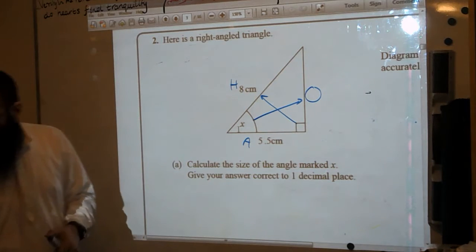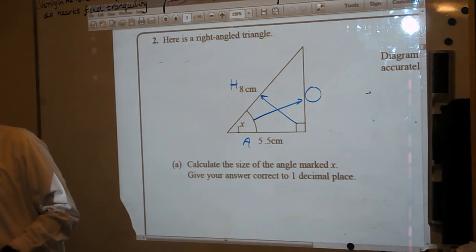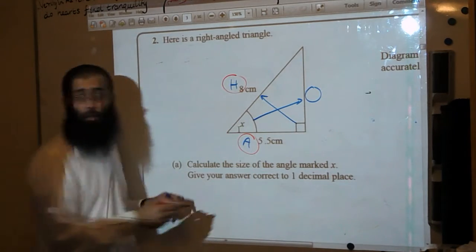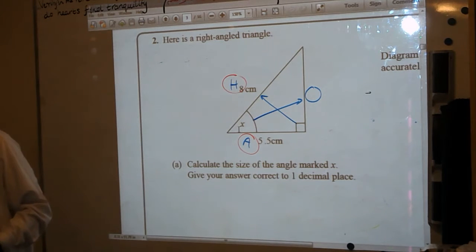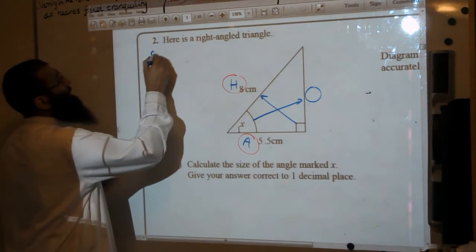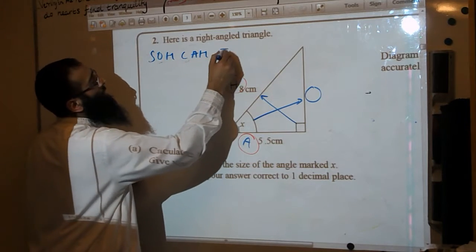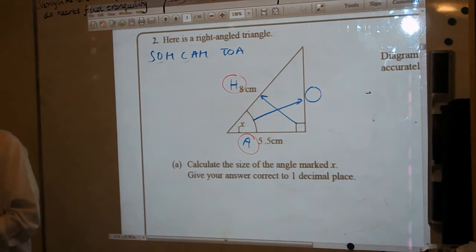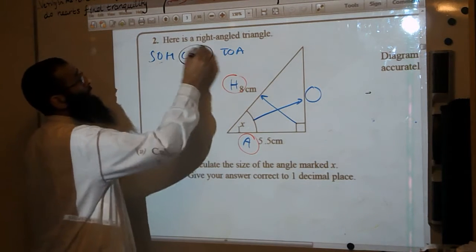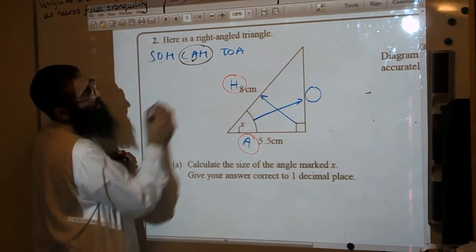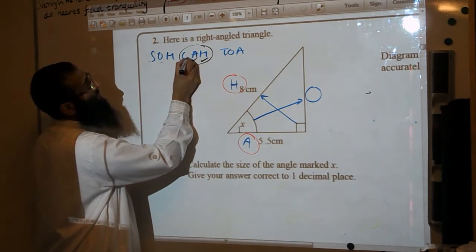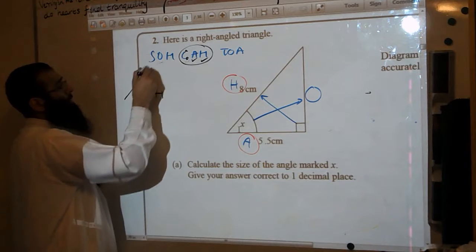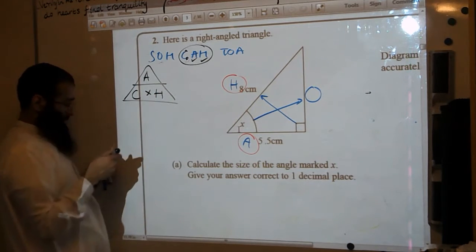Now, this question is between what and what? This question is between H and A. So if you're thinking about our soccer tower, which one's got an A and an H in it? CAH. Yeah. Okay, so in CAH we know the A, we know the H, and we've got to work out the cos of the angle. That's the right one. So CAH is written like this.